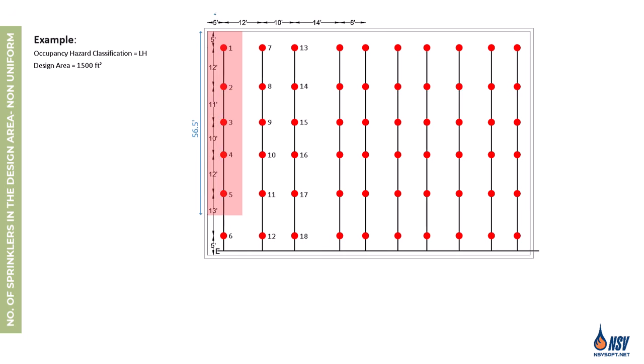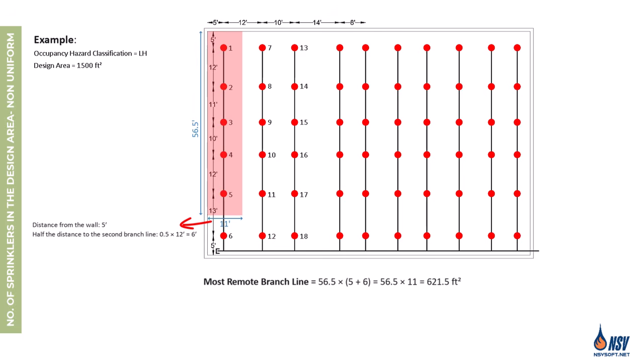Therefore, the sprinklers on the most remote branch line also cover 5 feet to the west, completing their contribution to the design area. The length of the area covered by the 5 sprinklers on the most remote branch line is 56.5 feet, and the width is 11 feet. Therefore, these sprinklers cover a total of 621.5 square feet.